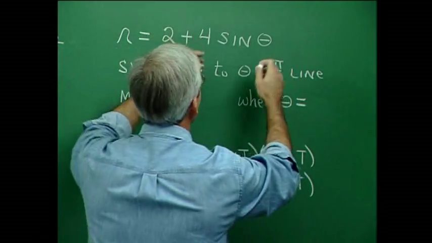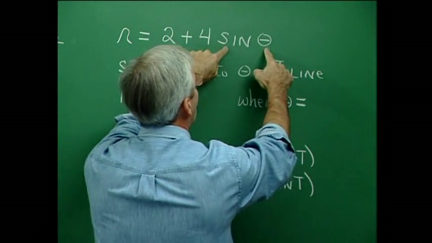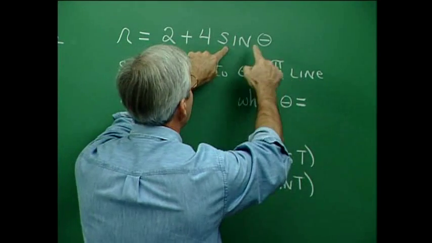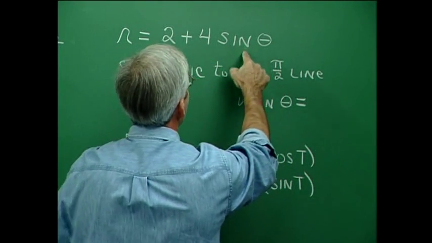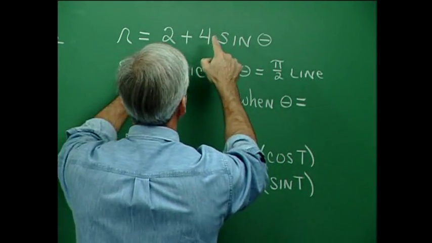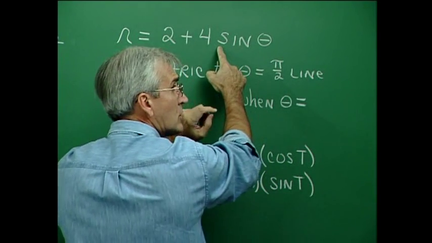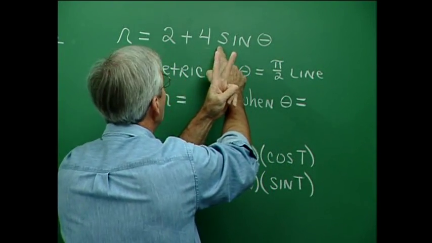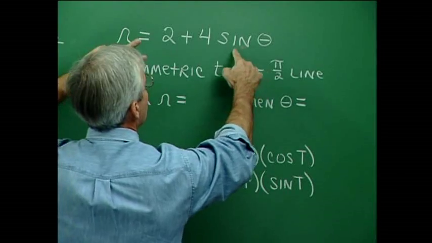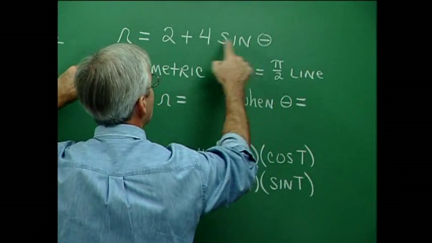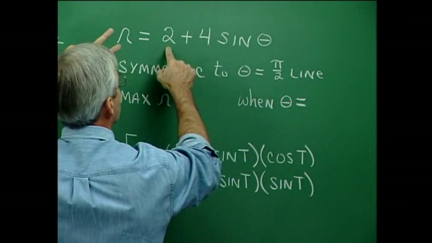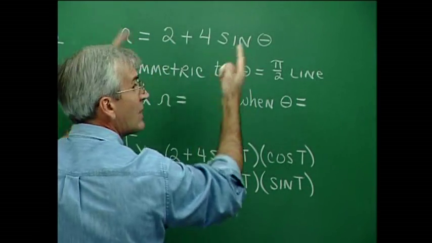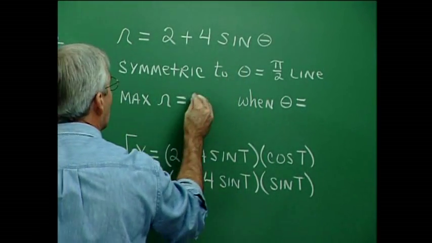Now, the maximum r value. Well, let's have a look. Sine theta can take on values from -1 to 1. If the value is -1, -1 times 4 is -4, 2 plus -4 is -2. So the distance there is 2. Let's keep that in mind. All right, now sine can take on the value 1. 4 times 1 is 4. 4 plus 2 is 6. So the maximum r is 6.